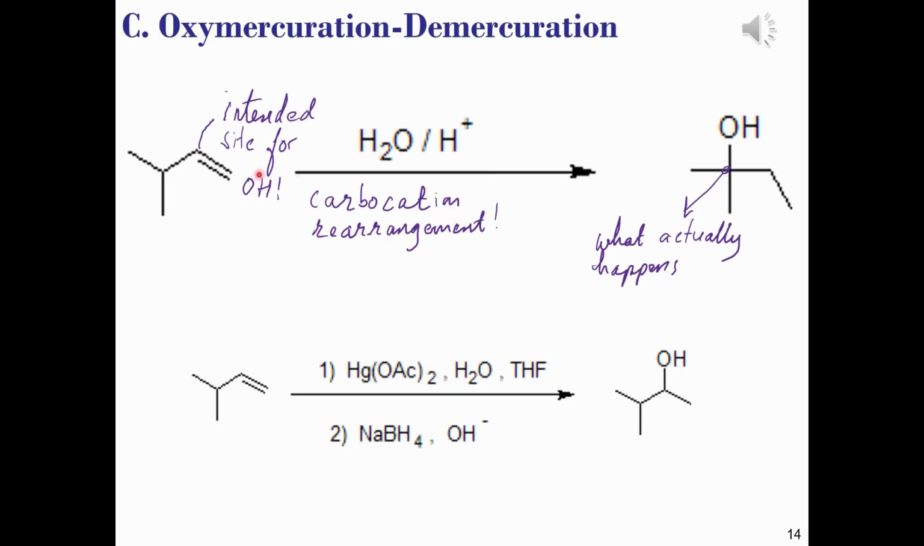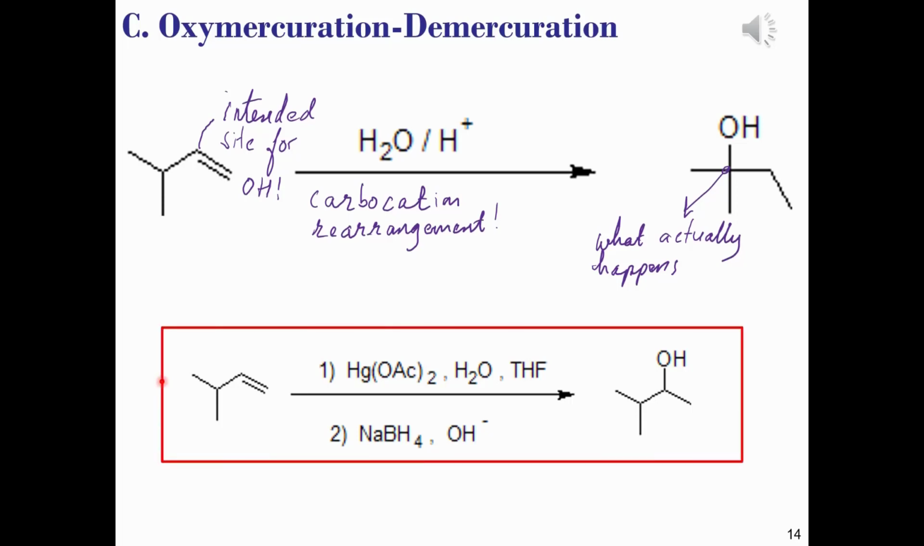So here we see an alkene substrate where we have the intended site for the OH, and then what actually happened if we use the acid catalyzed hydration reaction. If we wanted to achieve the intended addition, this Markovnikov addition for the OH group without the carbocation rearrangement, then we use a reaction known as oxymercuration-demercuration, and here we see its overall reaction scheme.